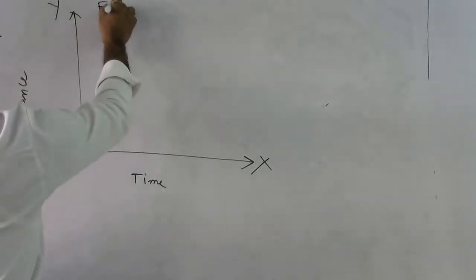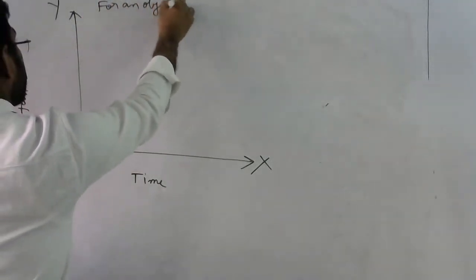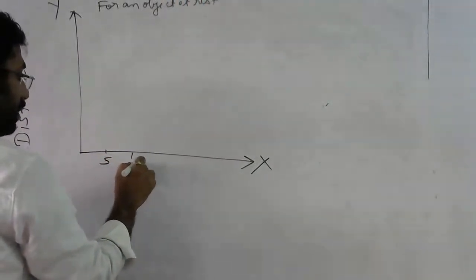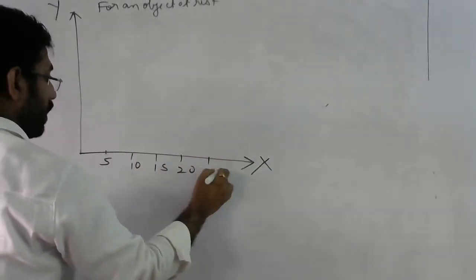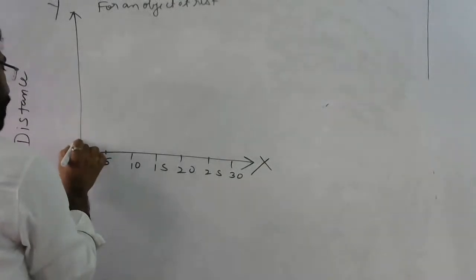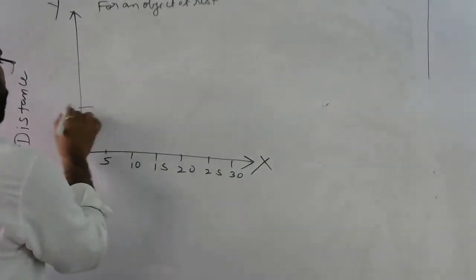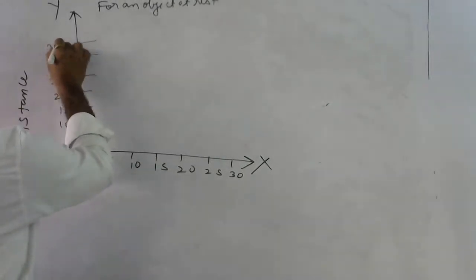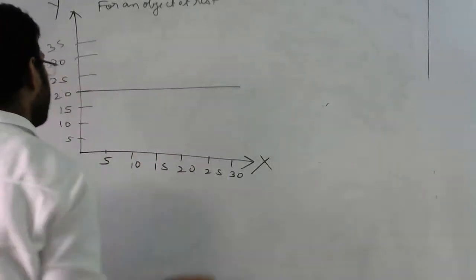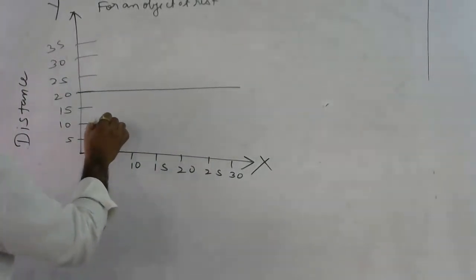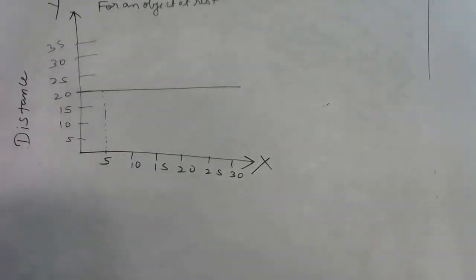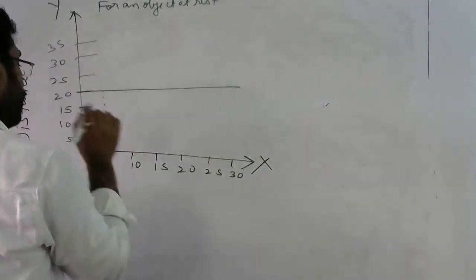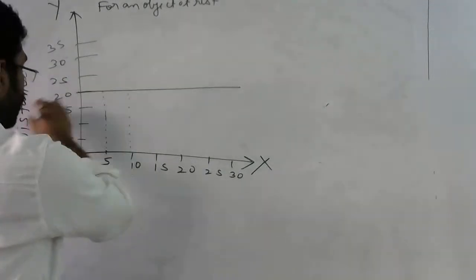For an object, imagine here we have time 5 seconds, 10 seconds, 15, 20, 25, 30 seconds. Here we have distance 5 meter, 10 meter, 15, 20, 25, 30 meter. If a straight line is passing, at time equal to 5 seconds, what is the distance covered by the object according to the graph? At t equal to 5 seconds, distance covered is 20 meter. At t equal to 10 seconds, distance covered is 20 meter.